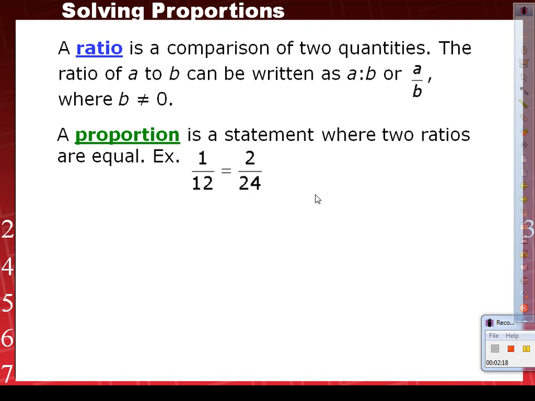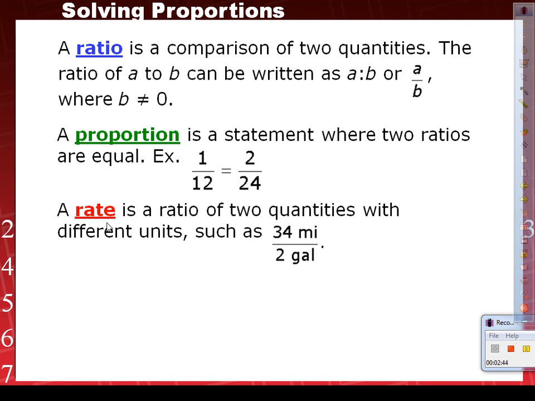All right? A proportion is a statement where two ratios are equal. So looking at this one, I'm going to take a fraction, which is a ratio, equal to another fraction, another ratio. This is what we call a proportion. So what are they? A fraction equal to another fraction. What is it called? A proportion. A fraction equal to another fraction, it's a proportion, okay?